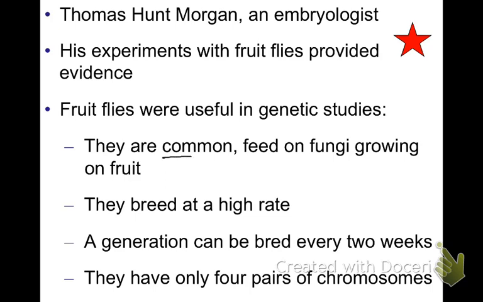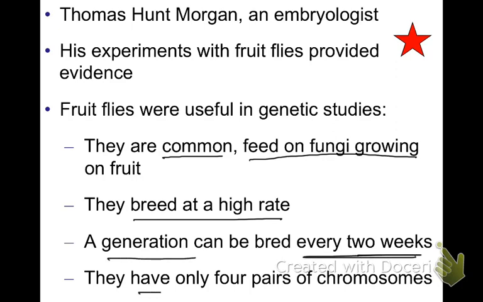One, they were very common. They would feed on fungi growing on the fruit, so it was easy to find food for them. They bred at a very high rate. A generation can be seen every 2 weeks, and they only had 4 pairs of chromosomes, which means it might have M1, M2, M3, M4, D1, D2, D3, D4. This is how it might have its chromosomes, whatever it got from its parents.